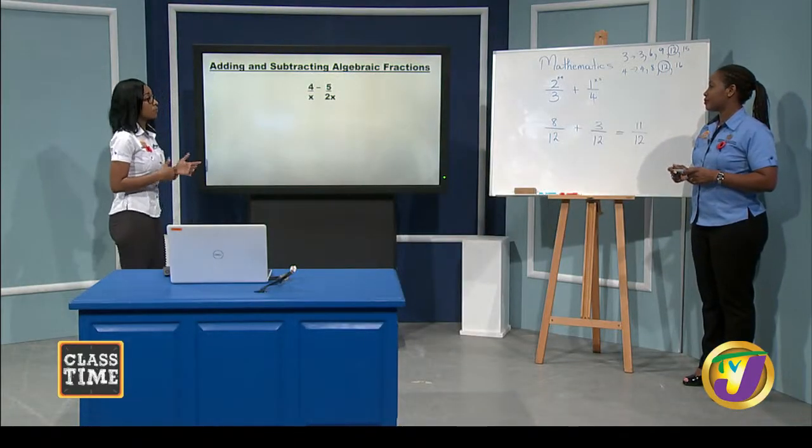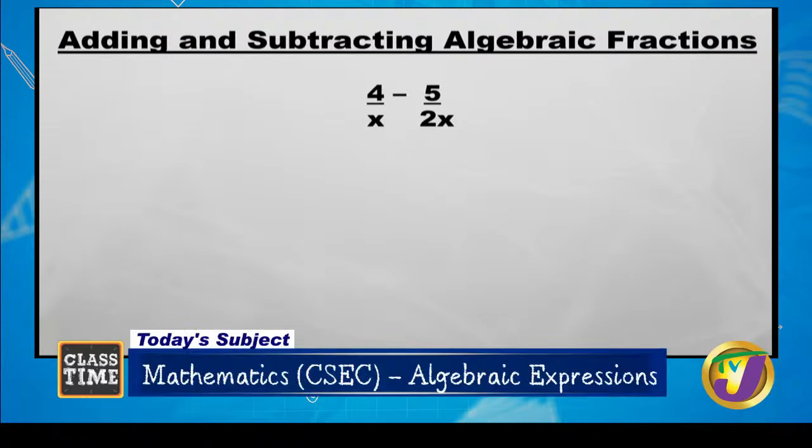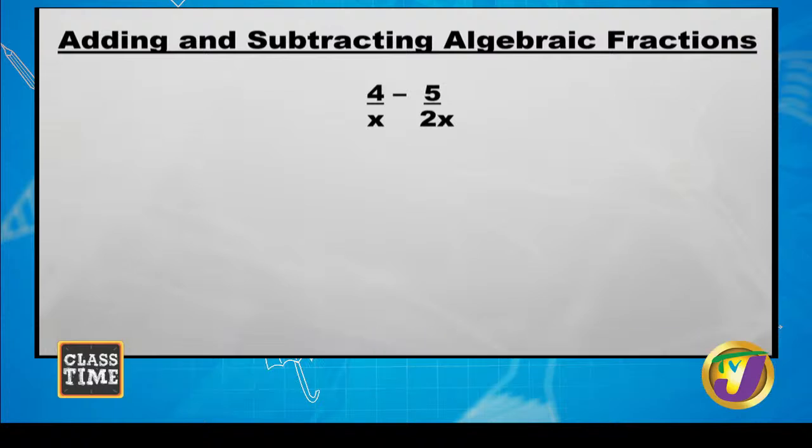Let's look at this example: 4 divided by x minus 5 divided by 2x. Based on what Tamika just said, we are now going to be finding the equivalent fractions. If we look at our denominators, we have x and we have 2x. In finding our equivalent fractions, we do know it has to do with our denominators, right, Tamika? Yes, it does.